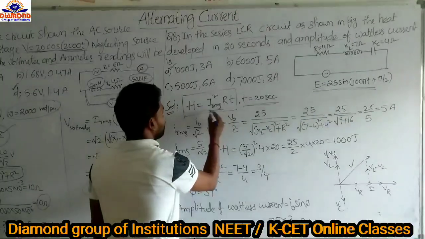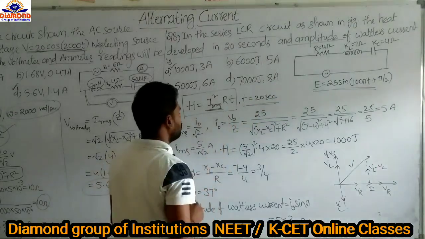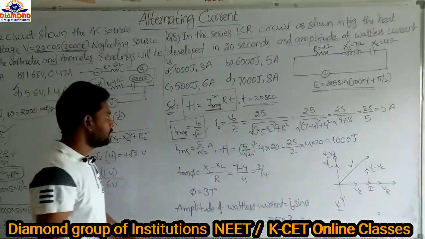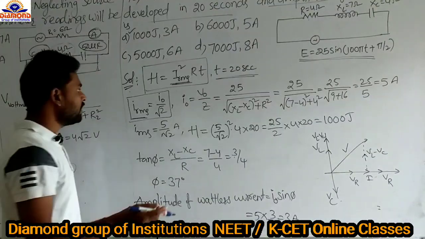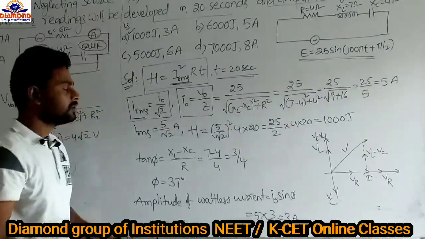Okay, now IRMS square R T. R value we already know and T value we know, IRMS value we have to find. IRMS value is nothing but I naught by root 2. I naught value also we don't know. How to find the I naught? I naught equal to V naught by Z. Okay, V naught by Z.